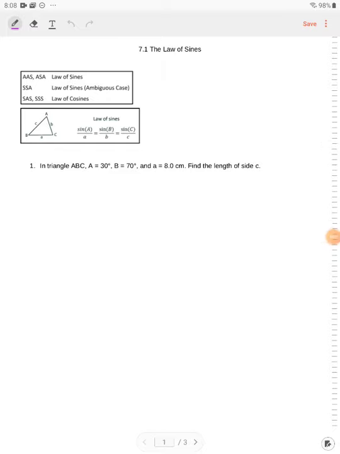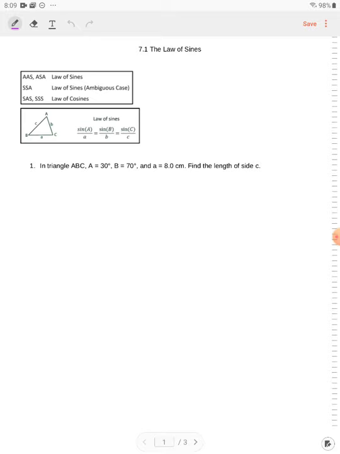When we have an acute or obtuse triangle and need to find the side lengths or the angle measures that are not given, we can use the law of sines. Notice that the law of sines involves a proportion. The law of sines is sine of angle A over side a is equal to sine of angle B over side b, equal to sine of angle C over side c. We will use two sides and two angles.